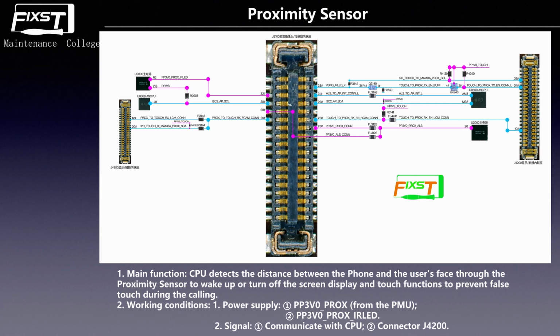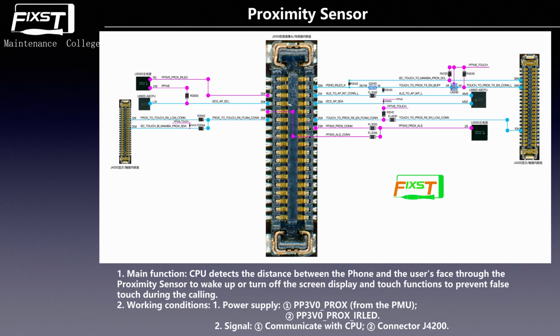We see the schematic. You can see pin 23, this is PP3V0 proximity. This is the proximity 3.0 volt supply from the PMU, the main power IC. And now we see pin 13.2. This is PP3V0 proximity IR LED. What is IR LED? IR LED means infrared light. Maybe you know the IR camera. Do you know why there is an IR LED here?